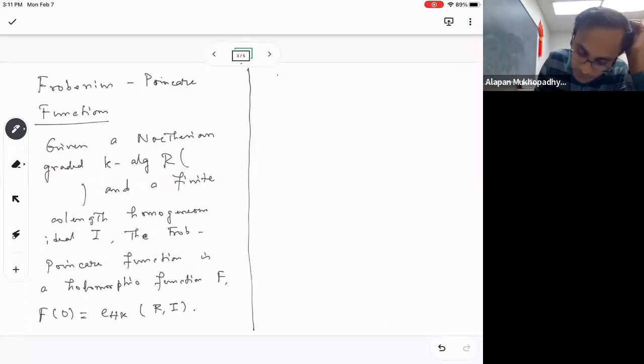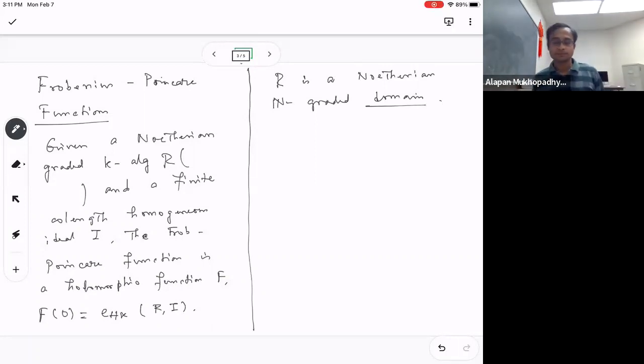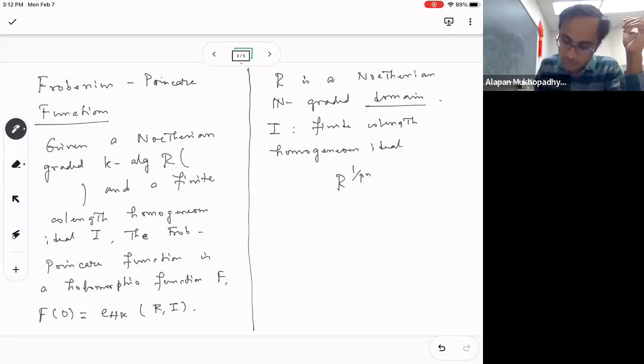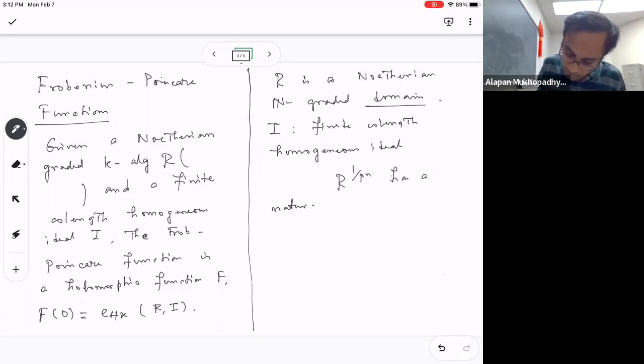So start with R, a Noetherian N-graded domain, and fix a finite colength homogeneous ideal I. If you look at the ring R^{1/p^n}, this is basically the collection of all p^n-th roots of elements of R. This has a natural 1/p^n grading.